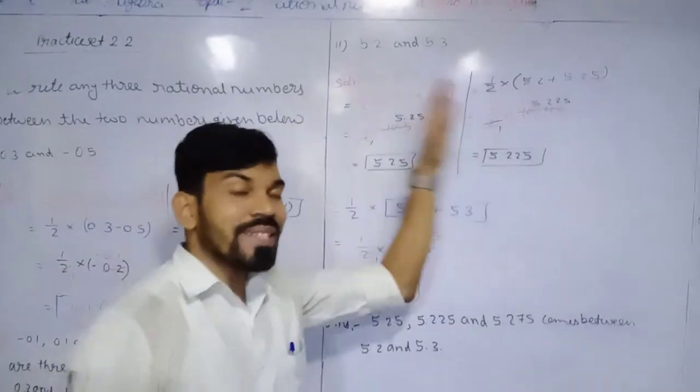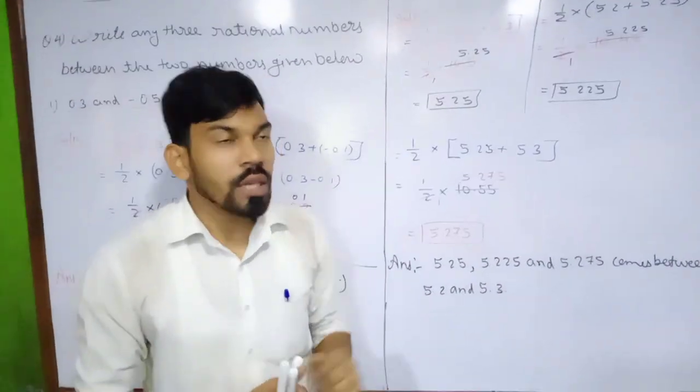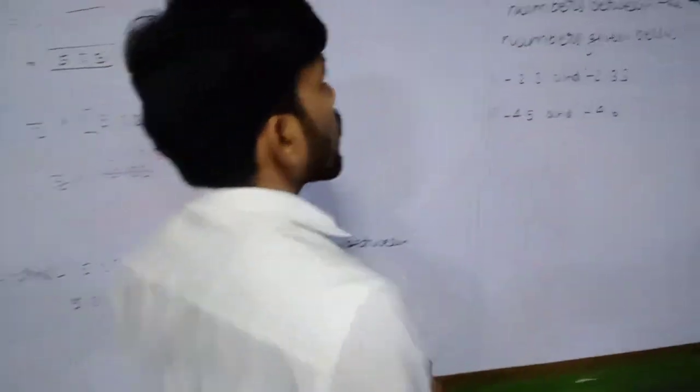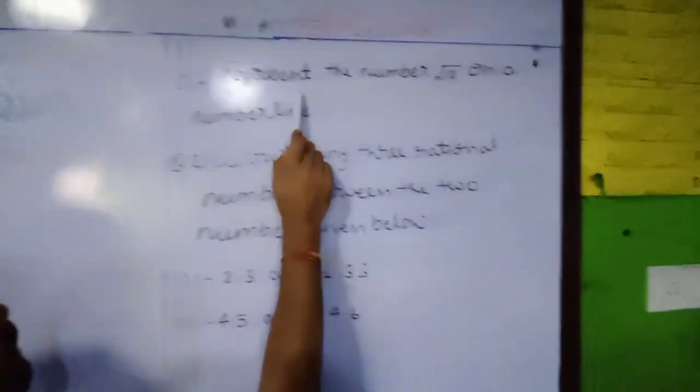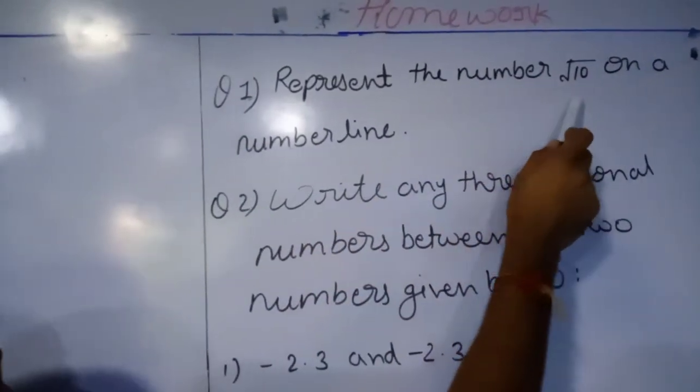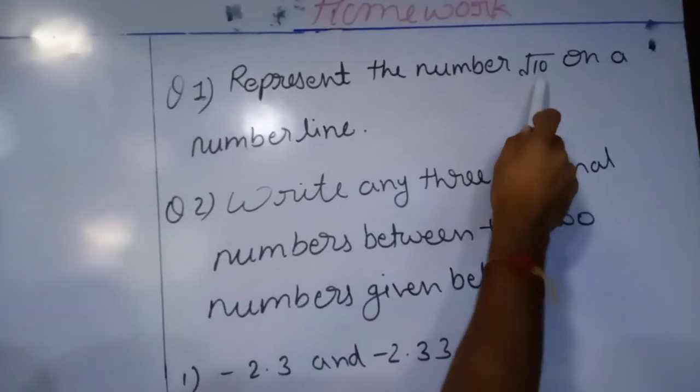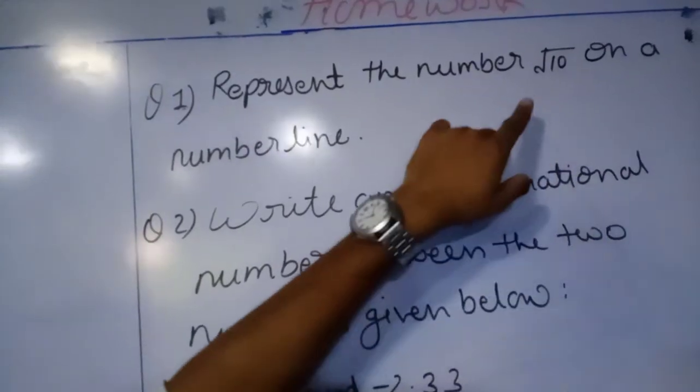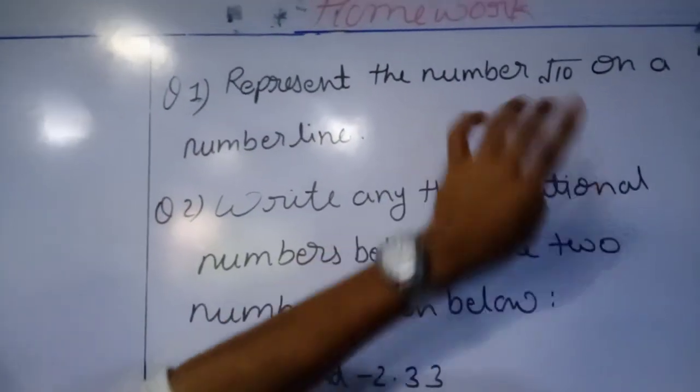Now on the basis of the sums we did today, we have the homework. Question number one: represent the number √10 on a number line. Today we solved √5. On the basis of √5, now in the place of √5 you have to show √10.